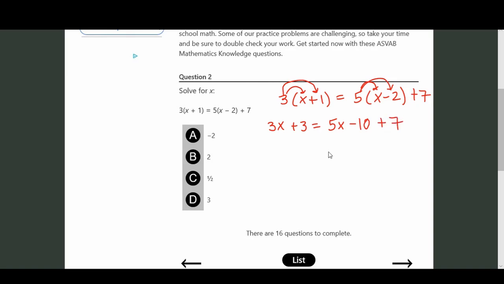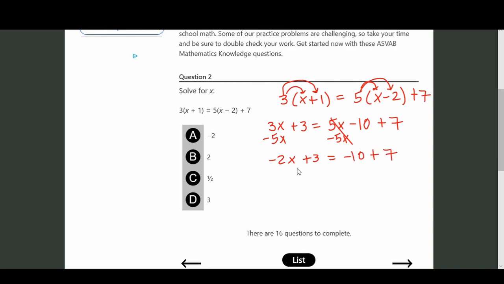Again, we're trying to solve for x. So in other words, we want to move all the x's to one side of the equation and all the whole numbers to the other side of the equation. So in order to do that, the first thing I'm going to do is move 5x to this side by subtracting 5x from both sides. 5x minus 5x is nothing. 3x minus 5x is negative 2x. We still have this plus 3 equals negative 10 plus 7.